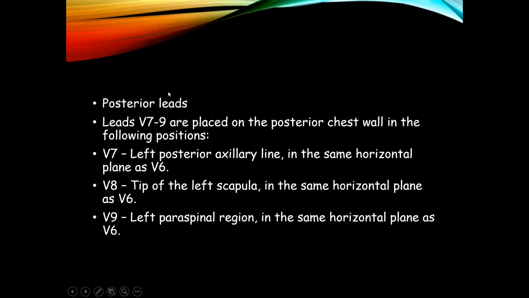Then posterior leads. Normally we do not place posterior leads. However, when you're suspecting some pathology, then we need to do posterior lead placement, okay? This is whereby leads V7 to V9 are placed on the posterior chest wall in the following positions. V7 is placed in the left posterior axillary line in the same horizontal plane as V6. V8 is placed at the tip of the left scapula in the same horizontal plane as V6. And V9 is placed at the left paraspinal region in the same horizontal plane as V6.